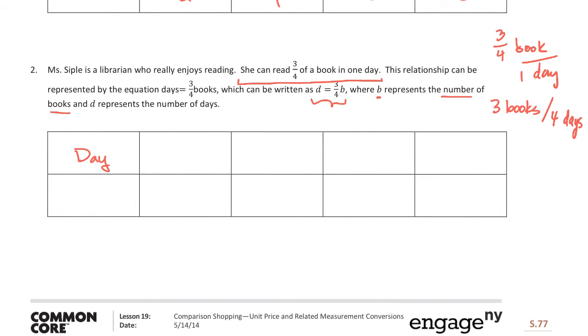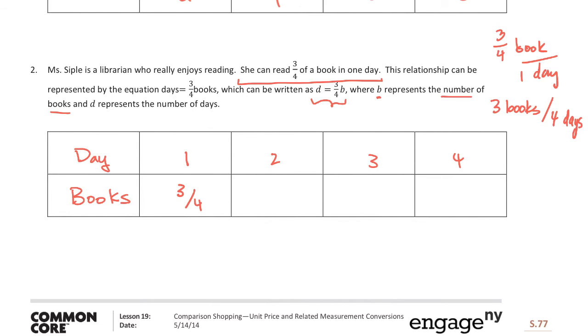So it's like books in one day. And this one here is going to be books. You're going to see why in a minute. So day 1, day 2, day 3, day 4. Now, if I work with the unit rate, I can see that it's 3/4 of a book per 1 day. So then I could put 3/4 in this cell in the table. And because I know the unit rate, over 2 days I can just double 3/4.